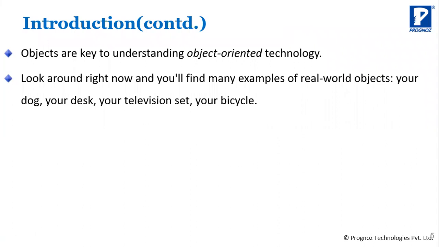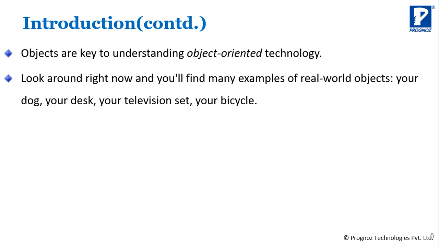Objects are key to understanding object oriented technology, the object oriented method. Objects are the key to understand it. When you talk about object oriented programming, the most important thing is the object. That's why objects are the key to understanding object oriented technology.